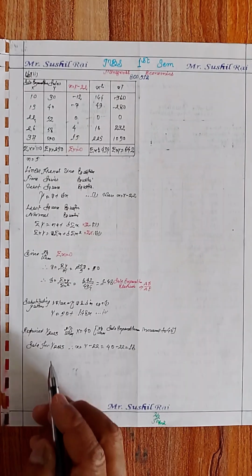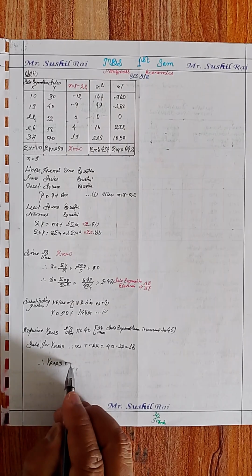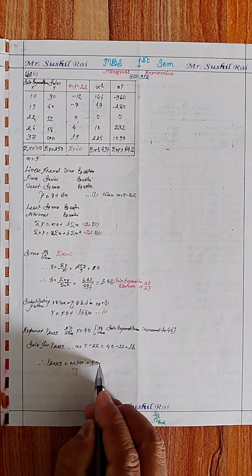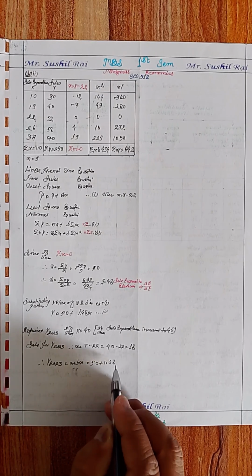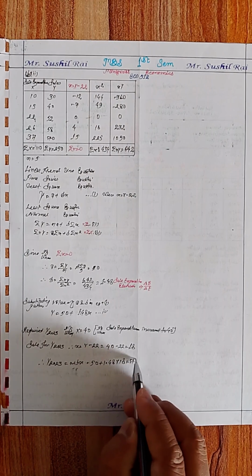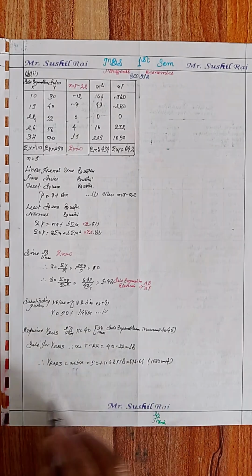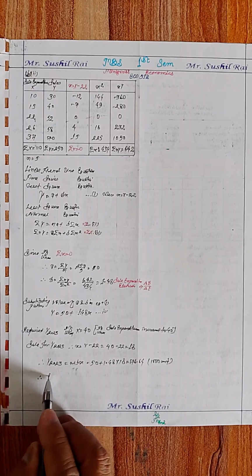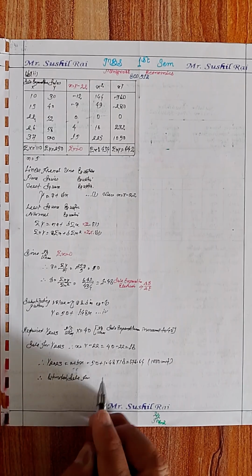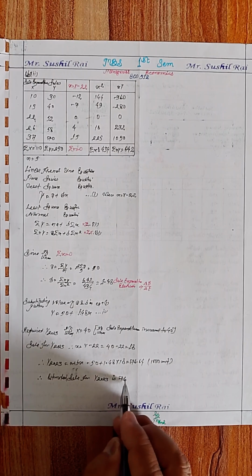Therefore, y for 2023 is equal to a plus bx, 50 plus 1.48 into 18, is equal to 76.64 thousand units. Therefore, the estimated sales for the year 2023 is 76.64 thousand.